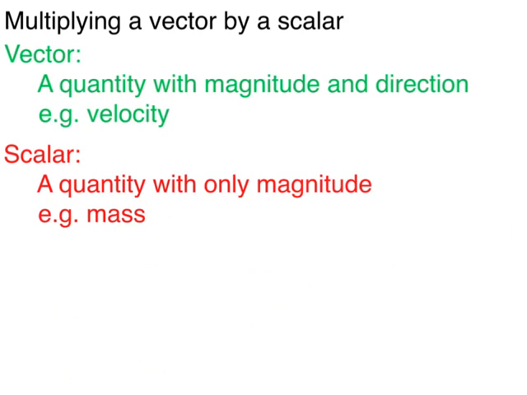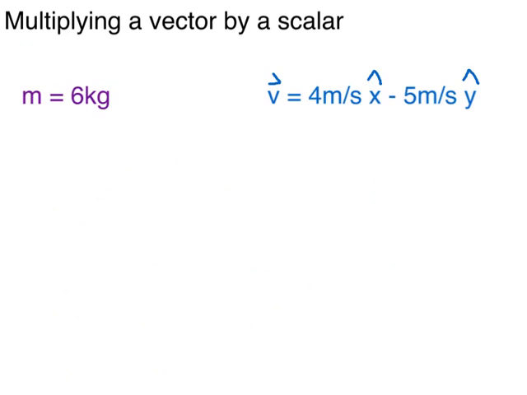Now it turns out that you can multiply vectors and scalars. As an example, let's assume that we have some object, a box, with a mass of 6 kilograms, moving with a velocity vector v of 4 meters per second in the x direction and negative 5 meters per second in the y direction.